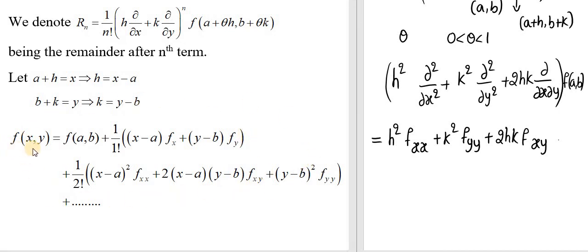Once again, f of x comma y is equal to f of a comma b plus 1 by 1 factorial x minus a into fx plus y minus b fy plus 1 by 2 factorial x minus a whole square fxx plus 2 into x minus a, y minus b fxy plus y minus b whole square fyy.